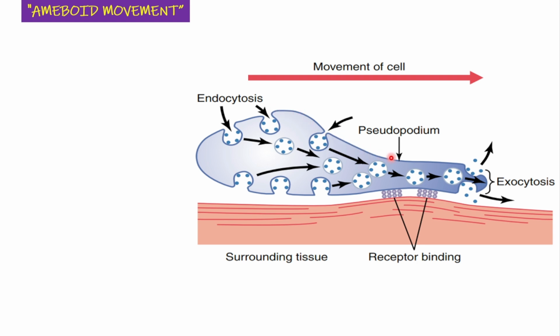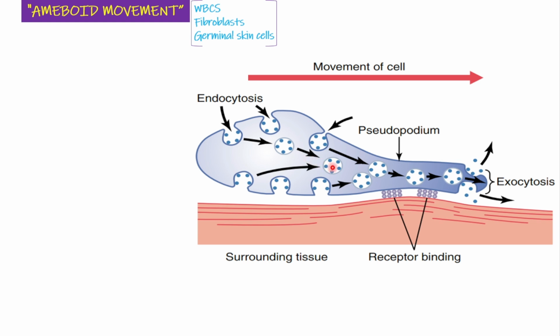So this is a WBC which is going to perform amoeboid movement. Along with the WBCs, fibroblasts and germinal skin cells also perform amoeboid movement. So what is happening? For instance, the cell has to move towards the right side. Now what is going to happen? In the rear end, endocytosis will take place, which will result in the formation of an endocytotic vesicle.